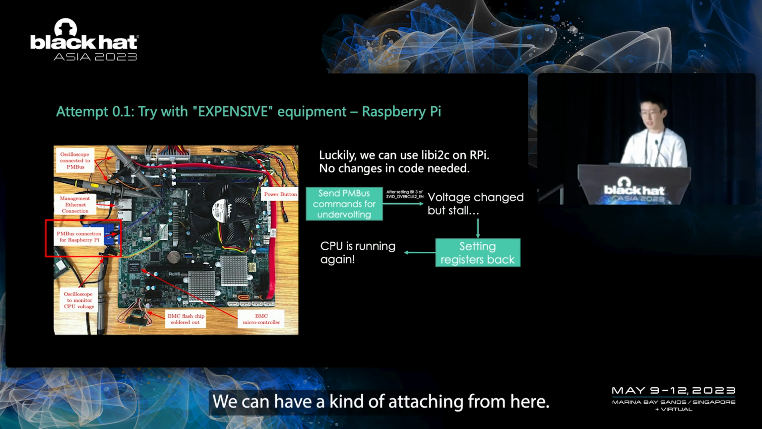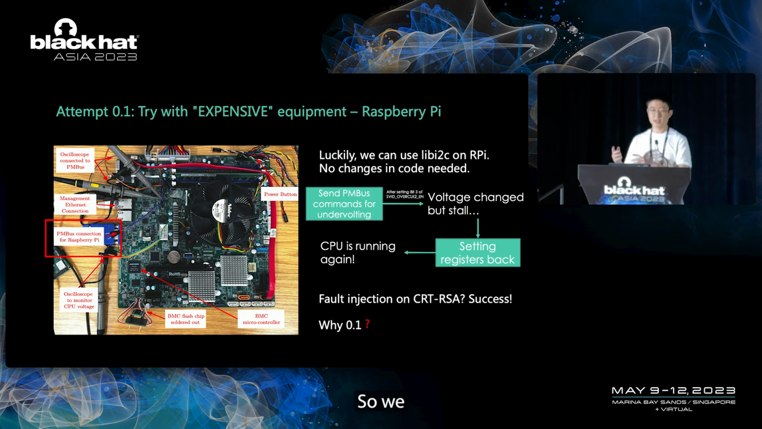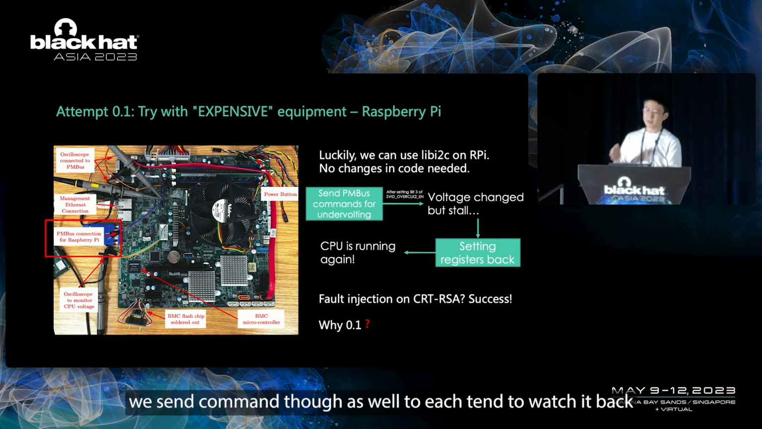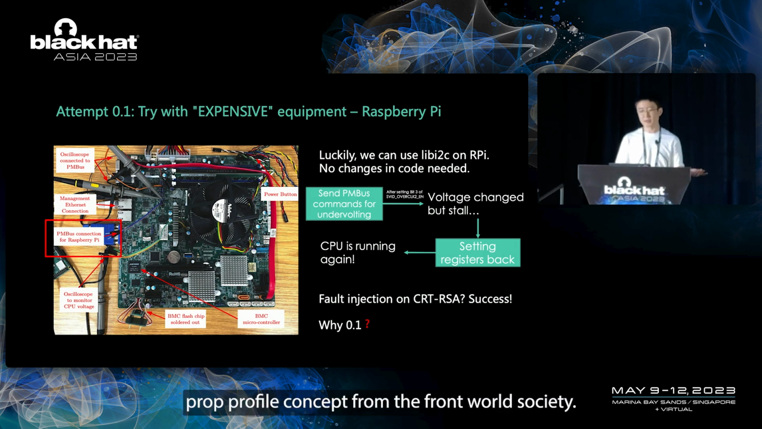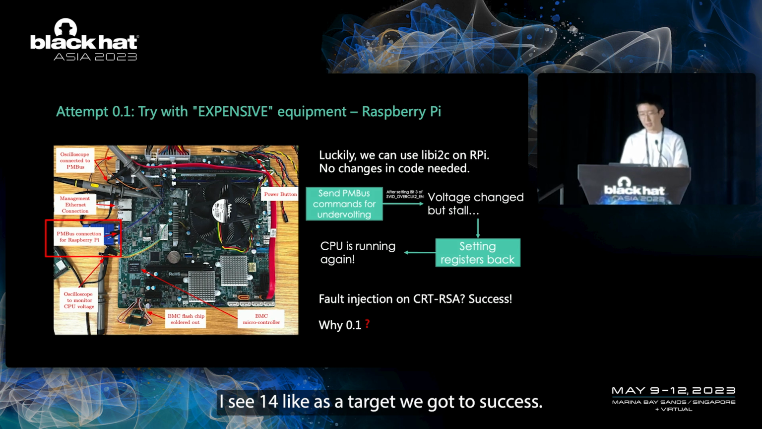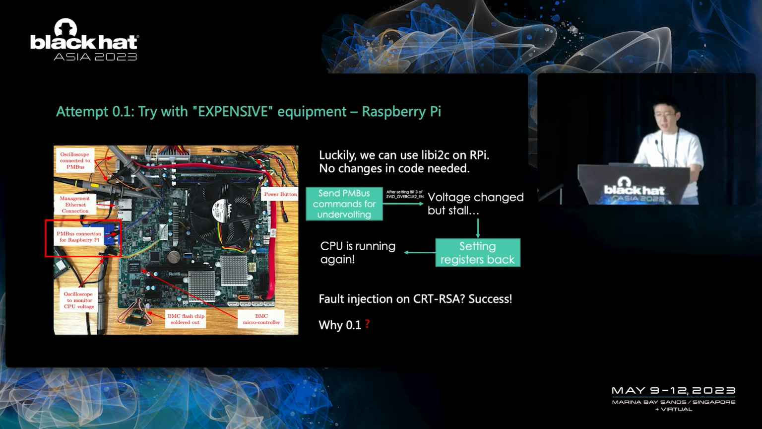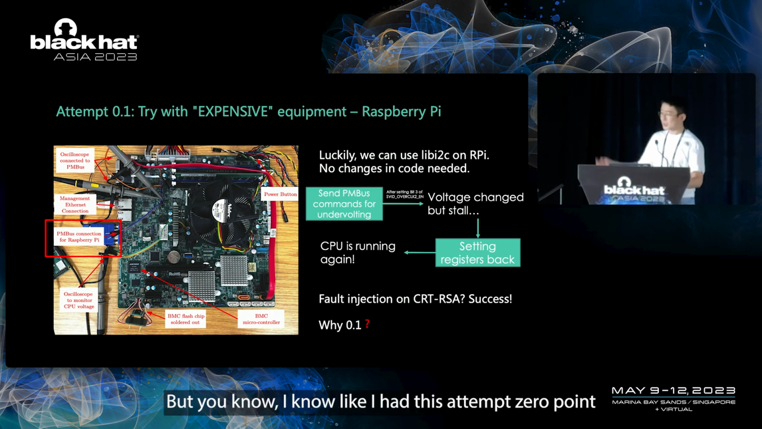We can have an attack chain from here. So we send the command, lower the voltage, and change the voltage back, and use the proof of concept from Plundervolt, CRT RSA fault injection, as a target. We got a success.